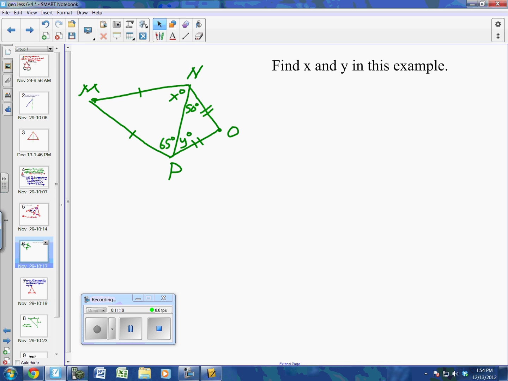Find x and y in this example. So y is 50 degrees. Why? Y is base angles of an isosceles. This is an isosceles triangle, isn't it? So base angles are congruent. What about this? So this is 65. Why? Base angles of this isosceles triangle are congruent. Pretty easy stuff, right? Okay.